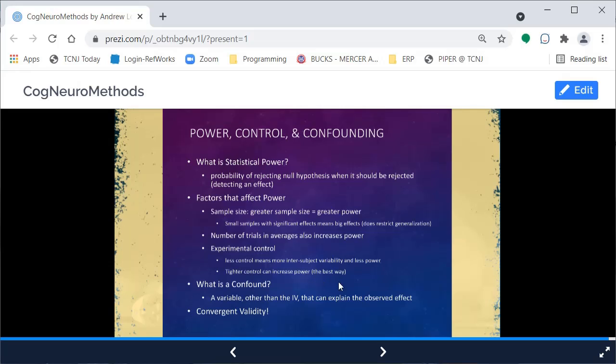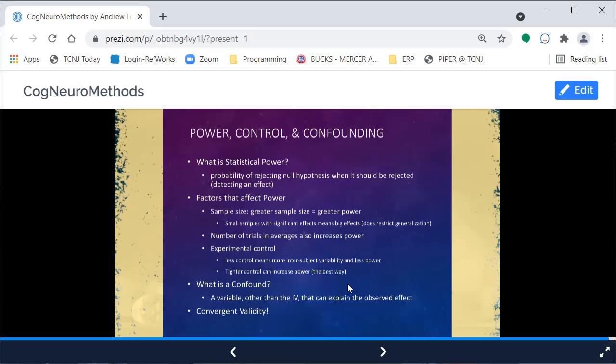The other thing that affects power is experimental control. The more things that you can control, the less variability you have in the data. The less variability you have in your data, the greater the statistical power. So tighter experimental control can increase power. In fact, this is one of the best ways to increase statistical power. So it's more than just sample size. It's true, you're going to want to criticize a study for having a small sample size, but you have to look at the other issues that are involved here.